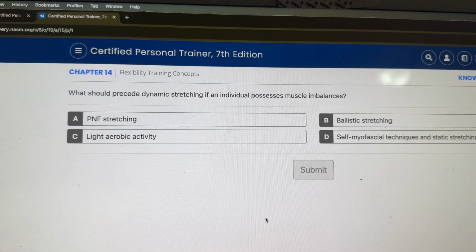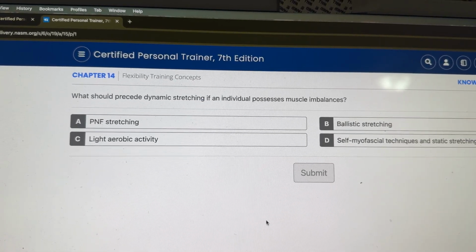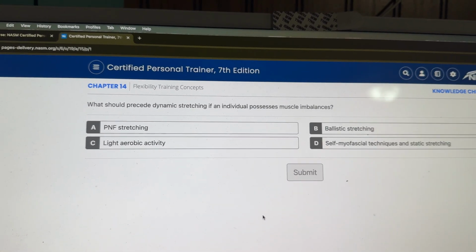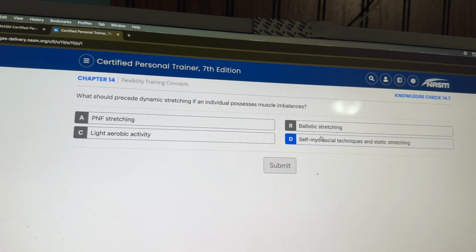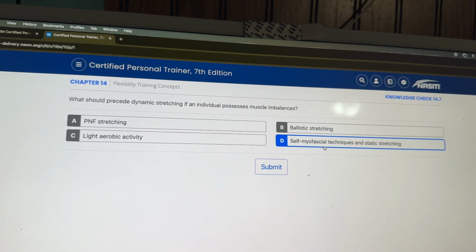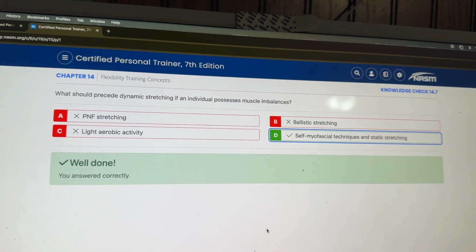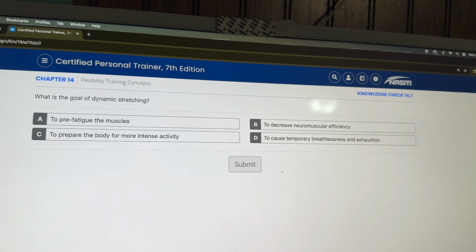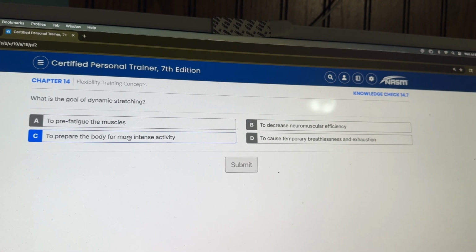All right, chapter 14, lesson 7 is done. It is 9:08. It's only 2 questions. Here we go. What should precede dynamic stretching if an individual possesses muscle imbalances? Ooh, I'm gonna say self-myofascial techniques and static stretching. What is the goal of dynamic stretching? To prepare the body for more intense activity.